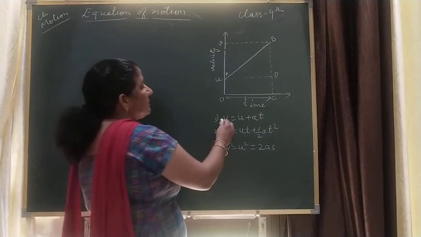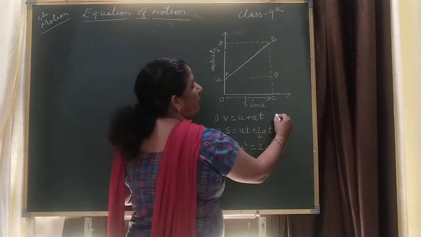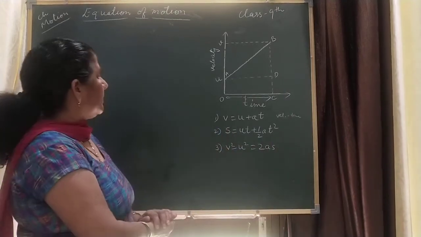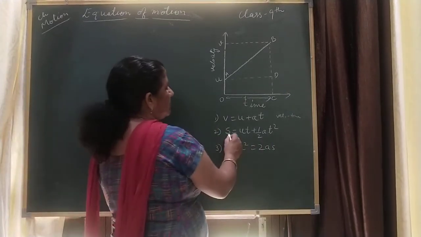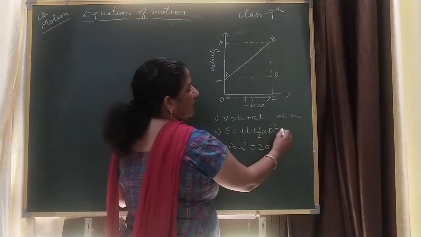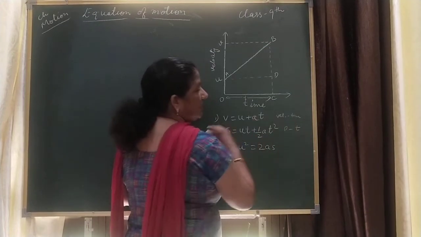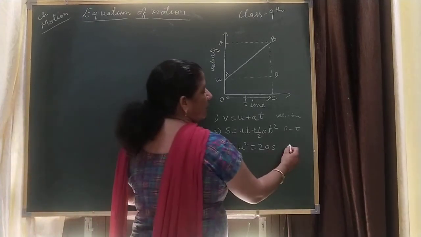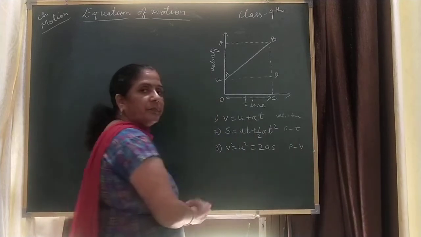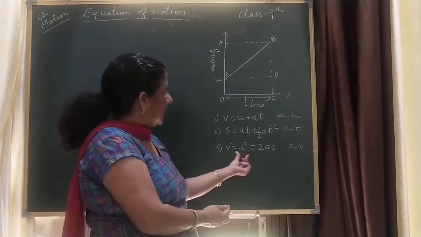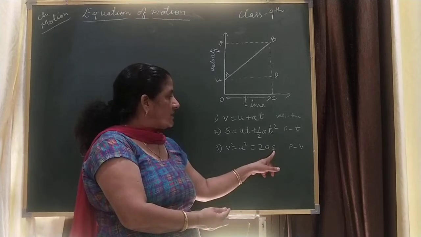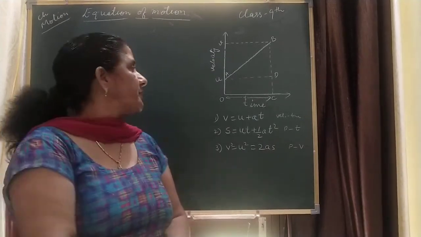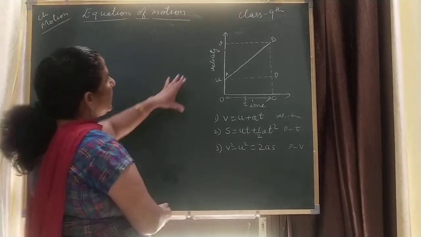Now this first equation is also called the velocity time relation. The second equation is also called the position time relation. And the third equation is called the position velocity relation. You can see here time is not there, so it is s for the position and v for the velocity relation. Now I have drawn this graph.